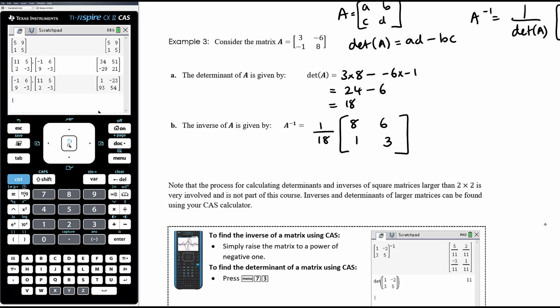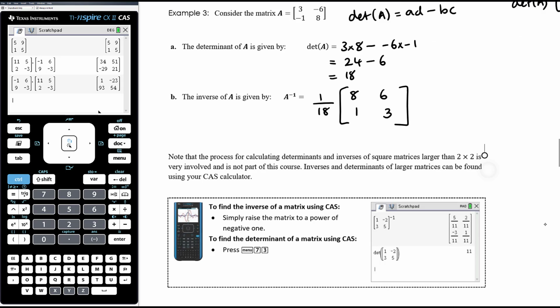The process for calculating inverses and determinants for square matrices larger than 2 by 2 is really involved, and it's not part of this course, and we won't be looking at it. If you have a need to find an inverse or a determinant of a matrix larger than 2 by 2, so a 3 by 3 or a 4 by 4, you would use your CAS, but you will not have need to do that.